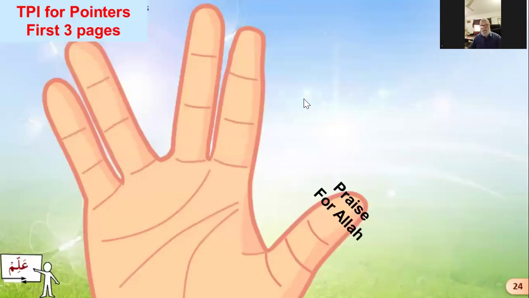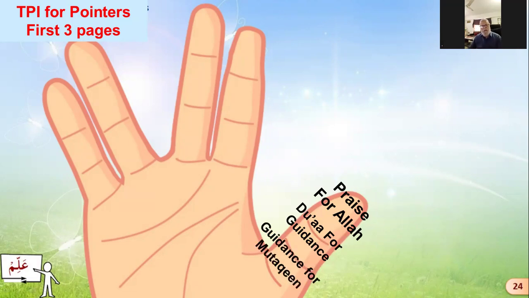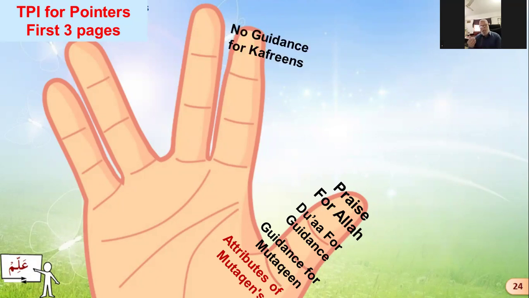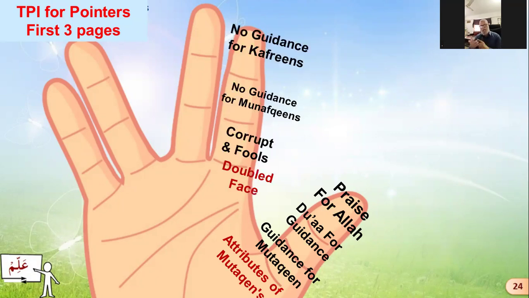The first page pointers are praise for Allah, dua for guidance, guidance for Muttaqeen, attributes of Muttaqeen. For the second page, the pointers are no guidance for Kafirin, no guidance for Munafiqeen, corrupts and fools, double face.